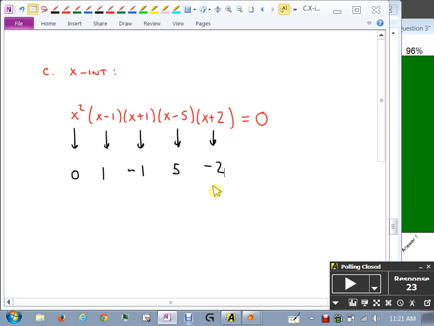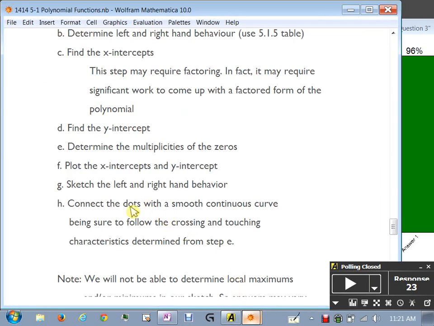Yeah, you're asking, should we have 6 because it was a 6-degree polynomial? Well, we have 5 different ones, but one of them is a repeated factor. So, you know, we know what's going to happen here, right? The squared, we know that we're going to actually bounce there. So, good question. All right, so where are we?